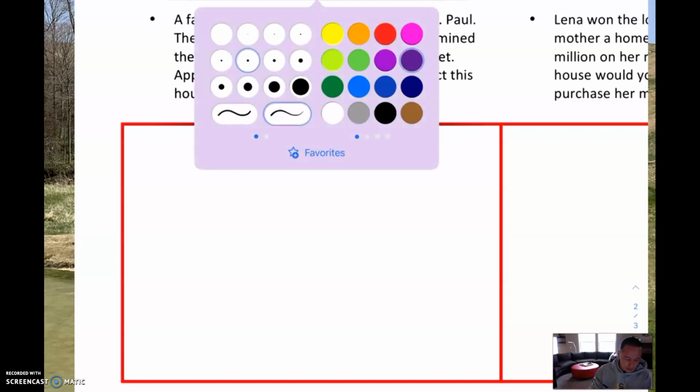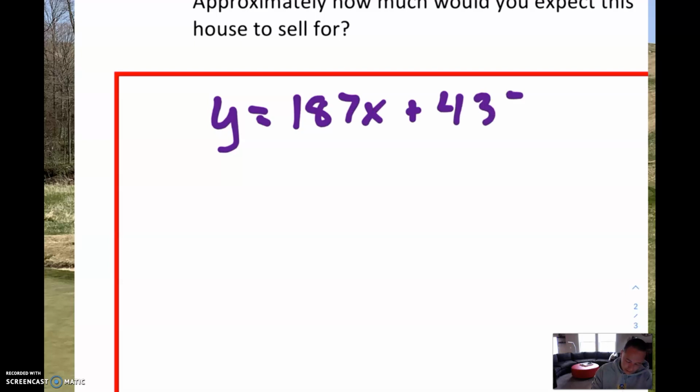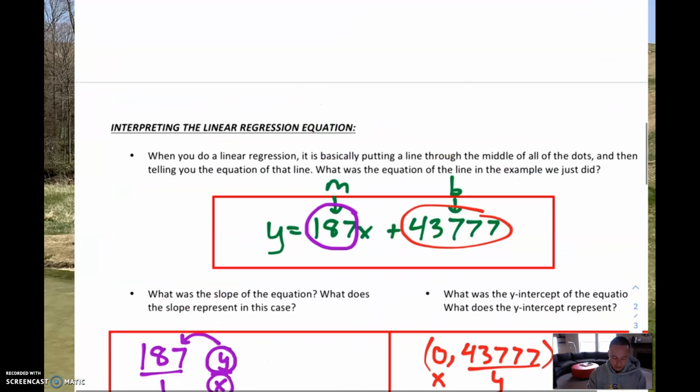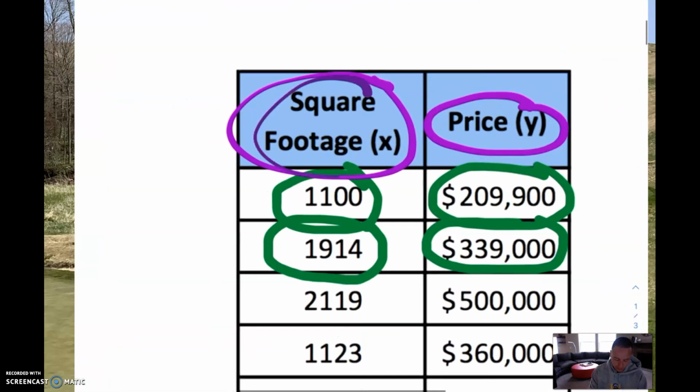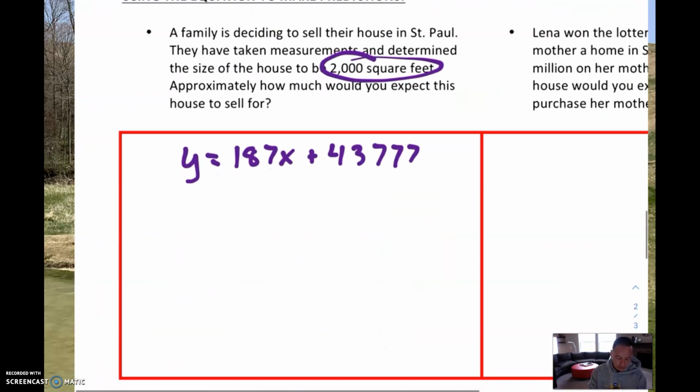So what we're going to do is always start with that equation. It's important that we found the correct equation. We have y equals 187x plus 43,777. So just start with the equation that we found and then take the information that was given to you. Here it says that house is 2,000 square feet. Now is square feet an x or a y coordinate? Well, if you forgot, come up here. Square footage was the x coordinate. So we can replace the x with 2,000.